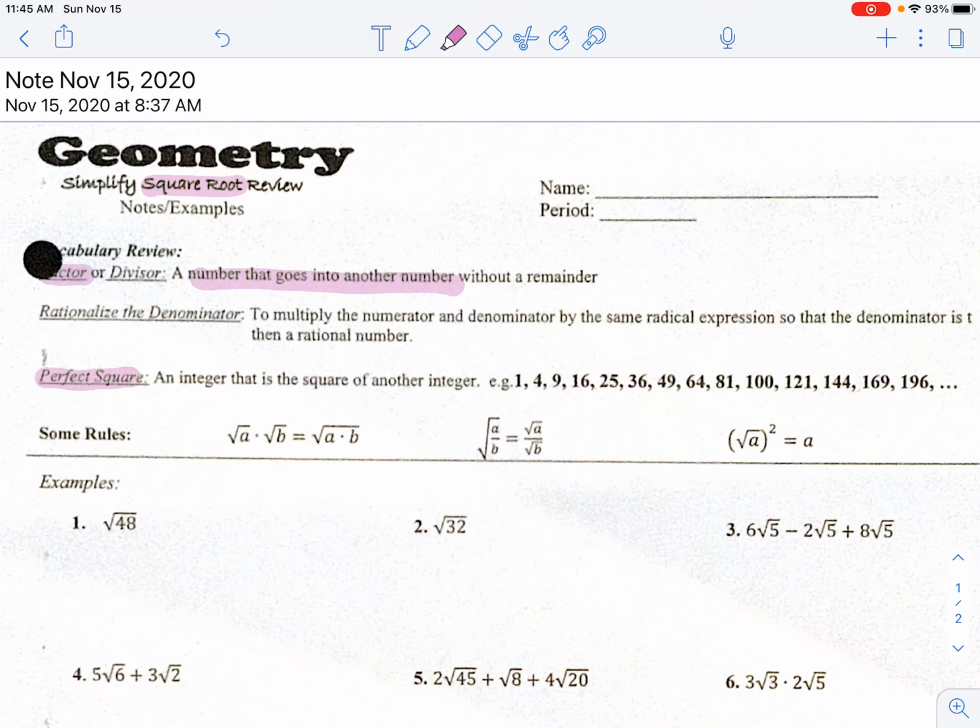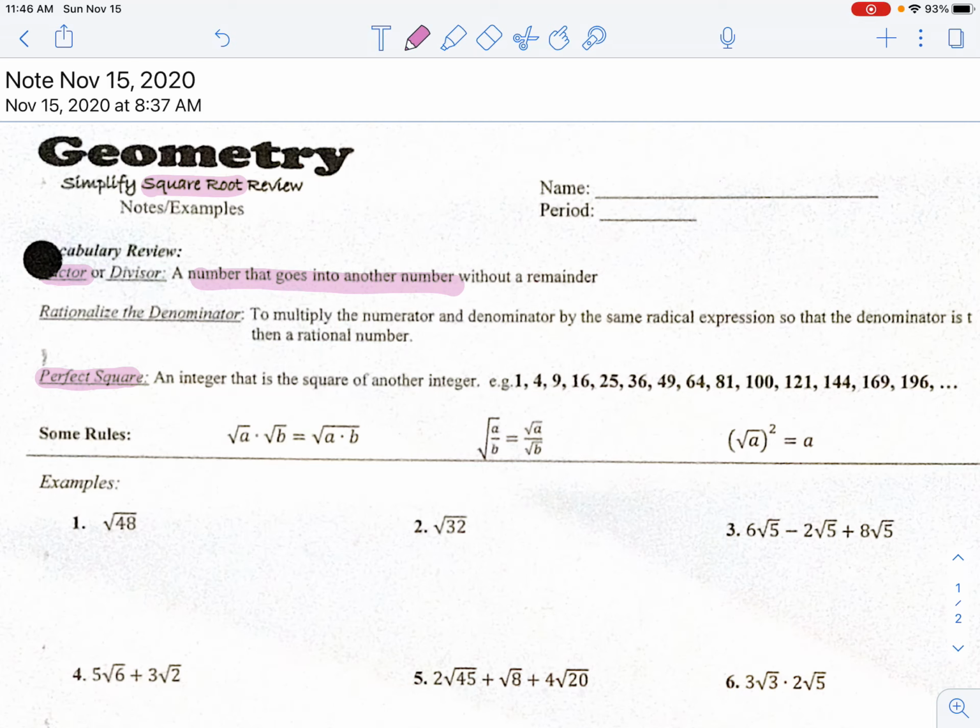And the big thing here is a perfect square. It's an integer that is the square of another number. What that means is if I take a number like 2, and do 2 times 2, that gives me 4. So a perfect square would be the square root of 4, because when I take the square root of it, it gives me a perfect number. These are the list of all of the perfect squares here.